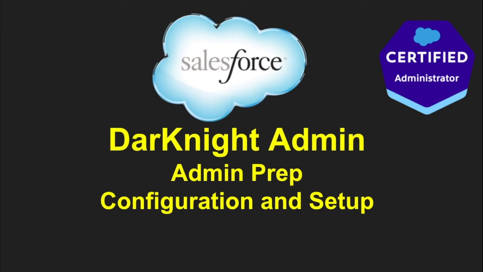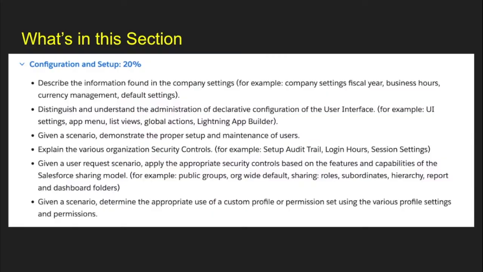And today we're going to talk about configuration and setup. In this section, we're going to find a couple of different things. The first thing on the list is company settings. Then we're going to talk about some other things like the app menu, list views, global actions. We'll talk about potential scenarios and when we should use setup and maintenance for users. We're going to explain some various organization controls like setup audit trail, login hours, session settings.